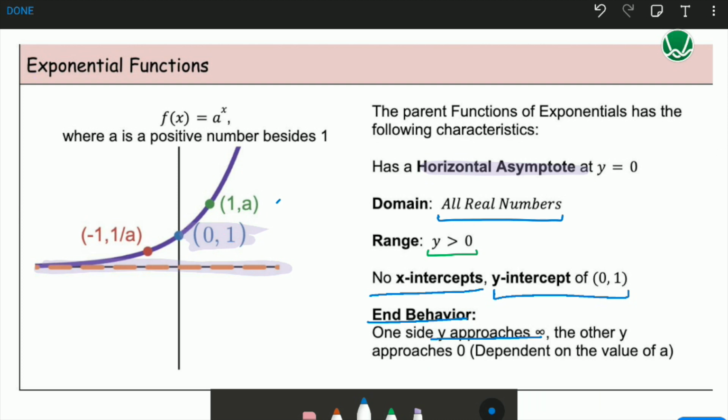So this image here is a growth model because it goes up from left to right. And on the left side, as x approaches negative infinity, y approaches 0. While on the right side, as x approaches positive infinity, y approaches positive infinity as well. For the decay model, it will be kind of flipped around, where on one side y approaches infinity, and on the other, y approaches 0.